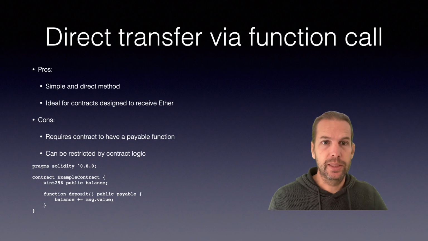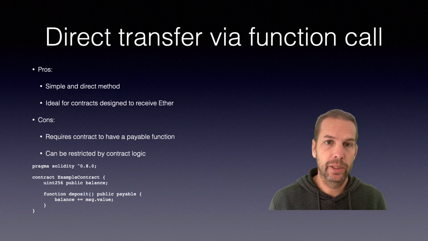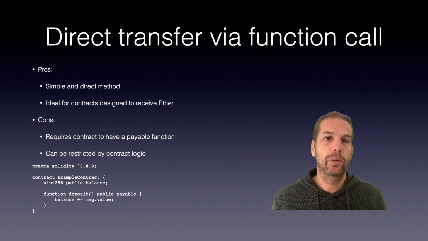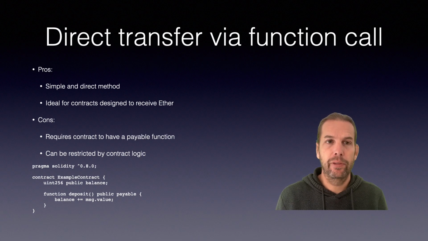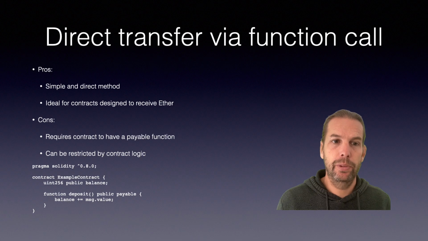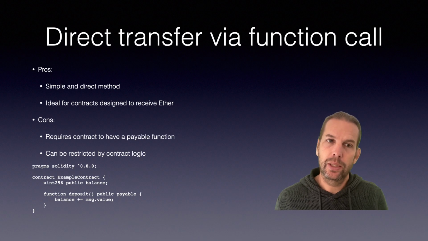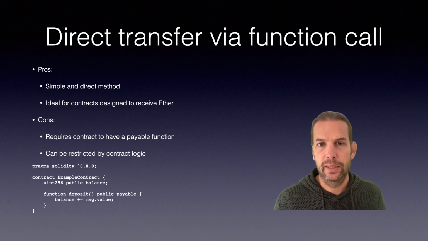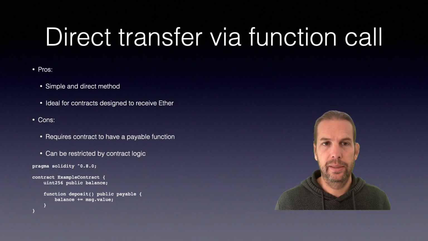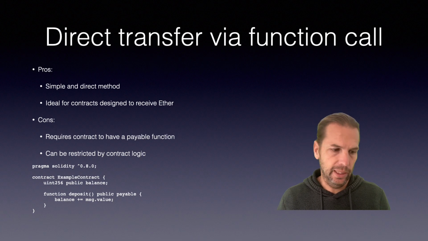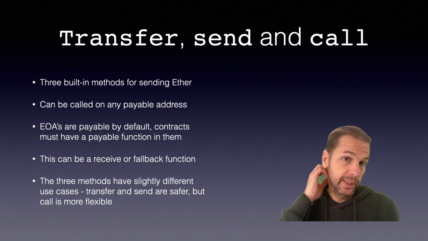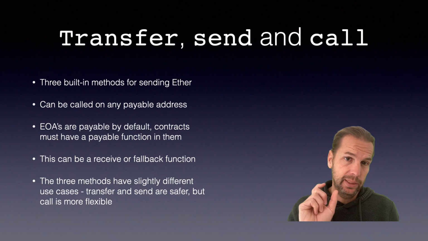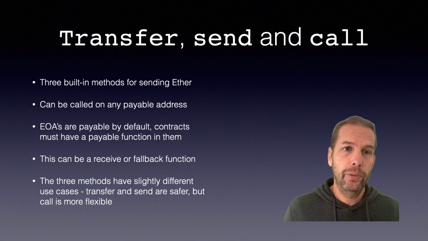The first is very simple, and it's when you have a direct transfer via function call. So you would have a contract which has, for example, a deposit function on it, which is a payable function, and you can make a call to that function and attach Ether to that function call and get Ether onto the contract that way.